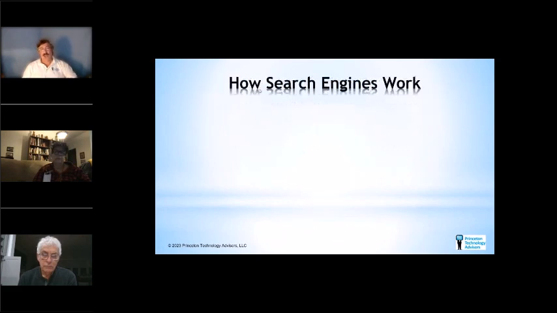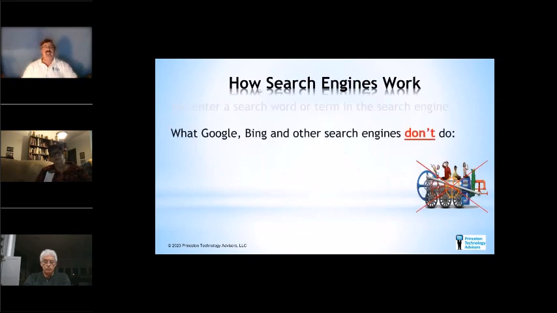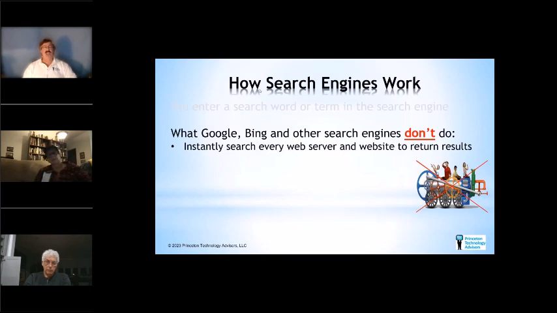And so let's first talk about how search engines work at a high level. And then from there, we can talk about the on and off page SEO. And there's a misconception. Once you enter a search term or word in that box where you're searching for something, people mistakenly think that Google or Bing or the others instantly go out to the internet, look at every website, every web server, every company that has a website, to find every web page, read every word to see if it can find a match, and then instantly return results. That's not what websites do.